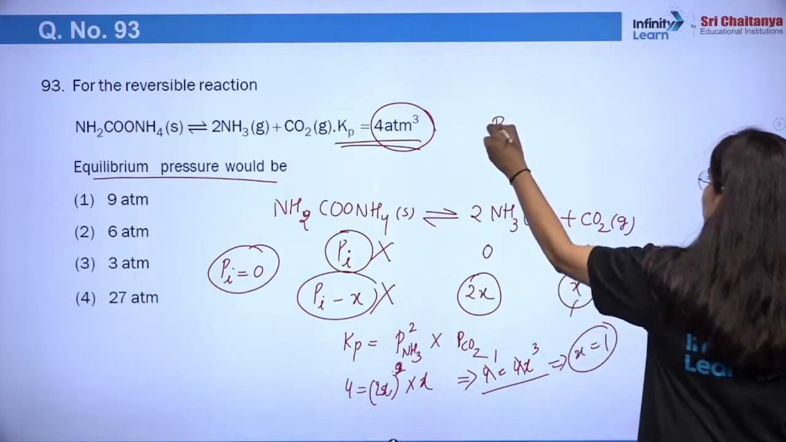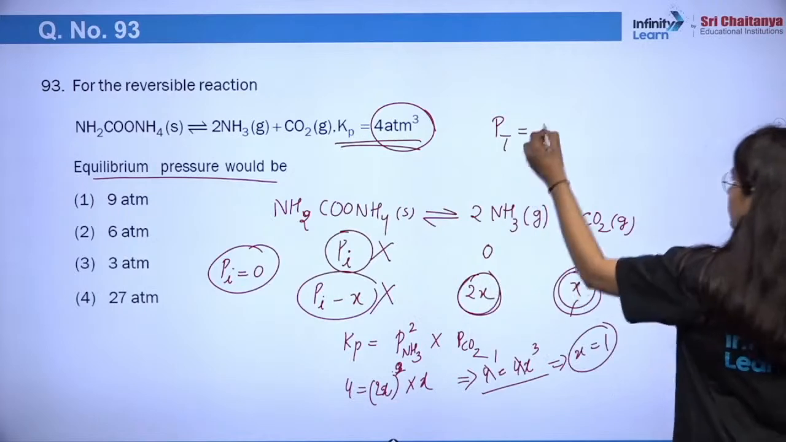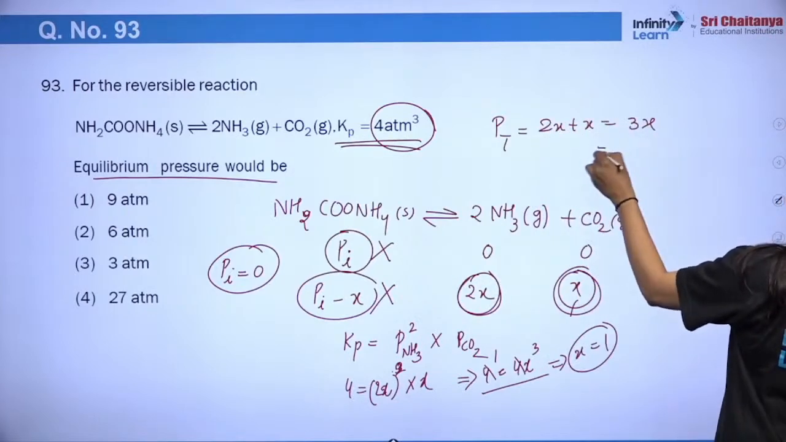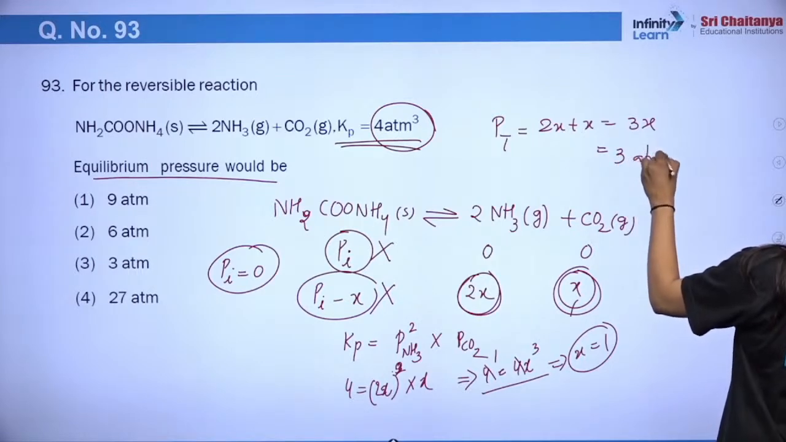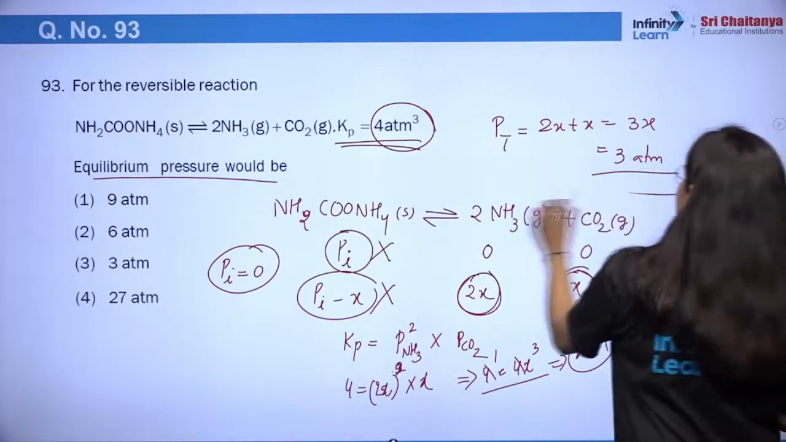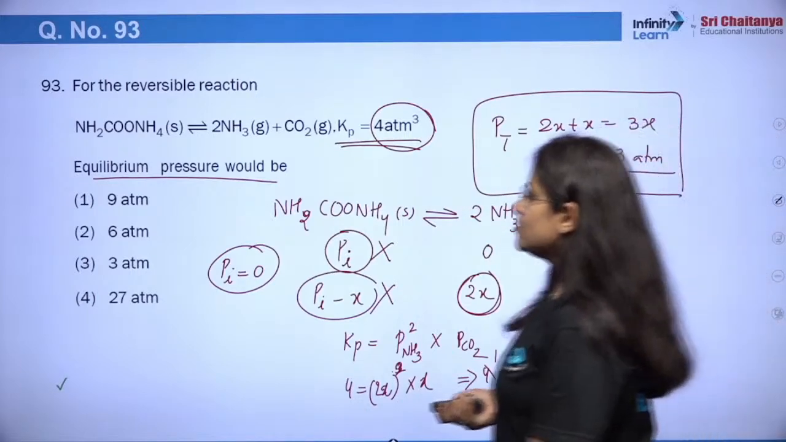So what will be the total pressure? Total pressure will be x plus 2x, 2x plus x, this will be 3x, and what is the value of x? That is 1, so answer will be 3 atm. I hope this is clear to everyone. Easy question, okay? Option is third.